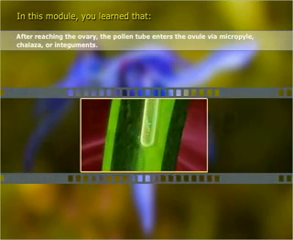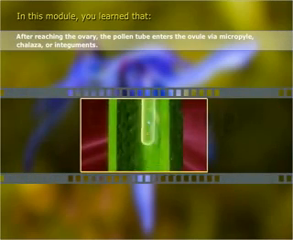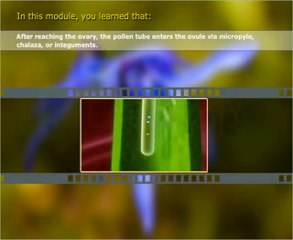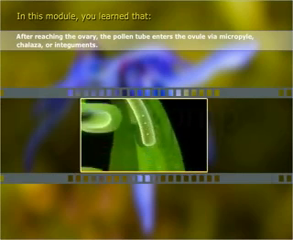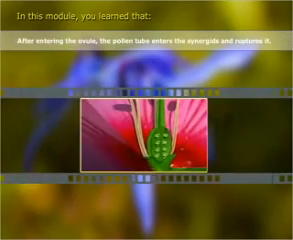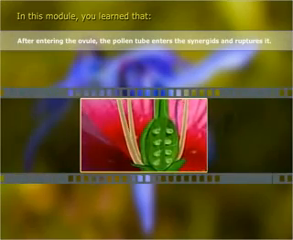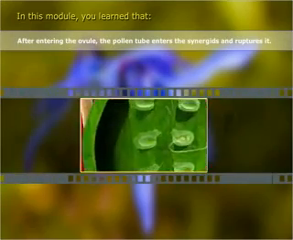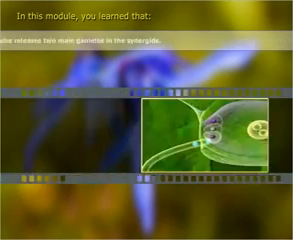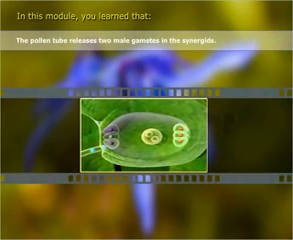After reaching the ovary, the pollen tube enters the ovule via the micropyle, chalaza or integuments. After entering the ovule, the pollen tube enters the synergids and ruptures it. The pollen tube releases two male gametes in the synergids.